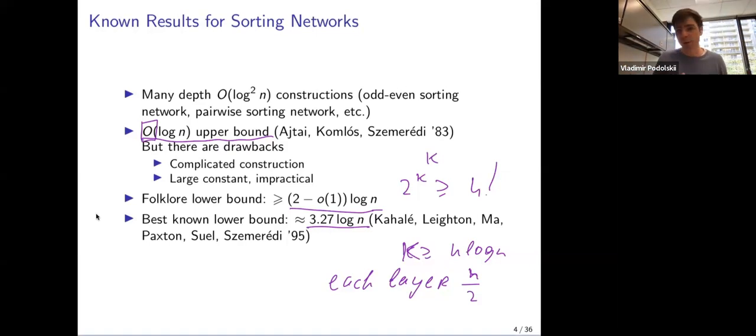I also should have mentioned that the log n lower bound is obvious, even before the counting argument. If you want to sort things, each entry of the output should be connected to all inputs. So log n depth is kind of obvious, even more obvious than 2 log n.